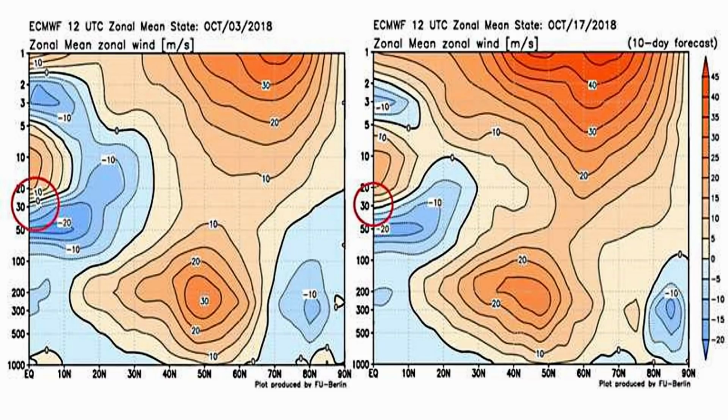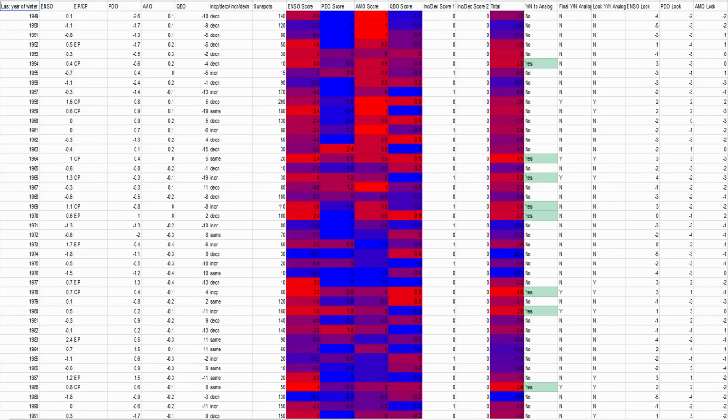Here's the spreadsheet that I used to help me find the analogs for this winter. You can see on the left side all of the equations that I wrote, and all of the colors so the computer can spit out a few analogs. And on the right are my grades for the ENSO, PDO, and AMO to see what looked most similar to what I expect this year.